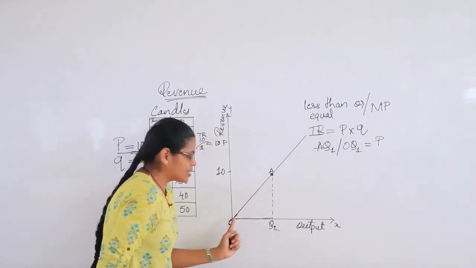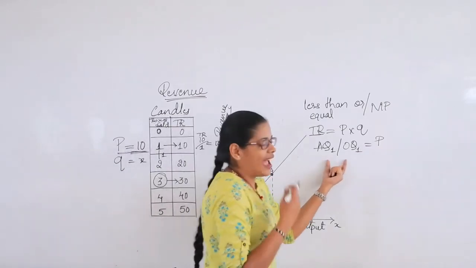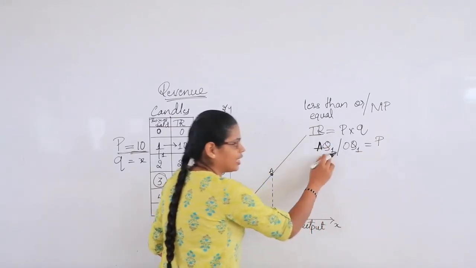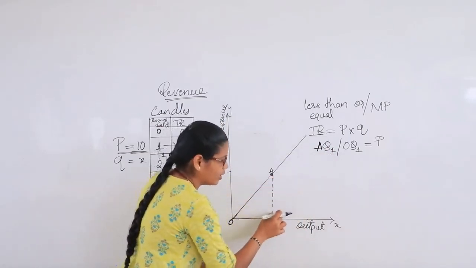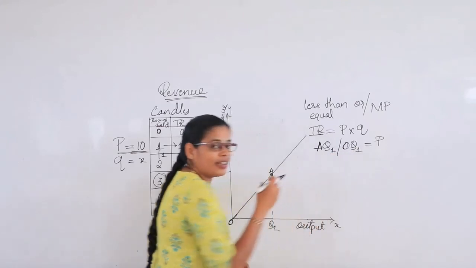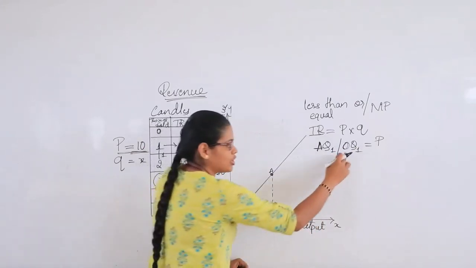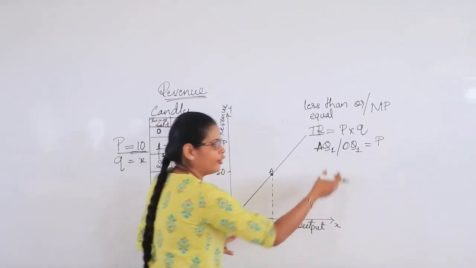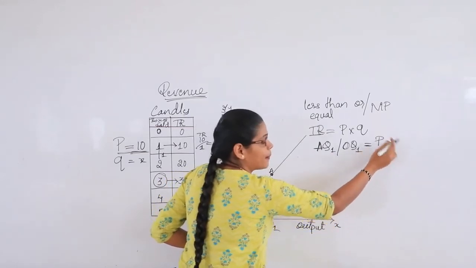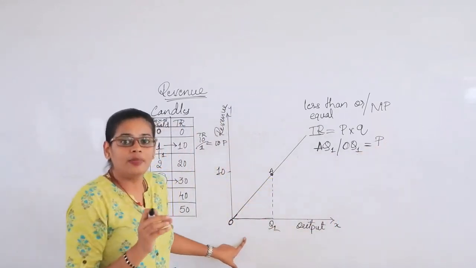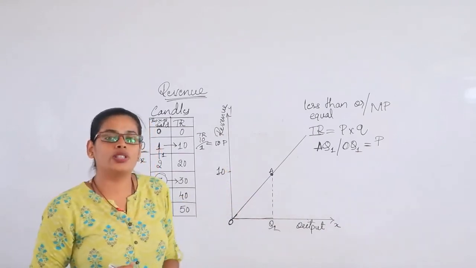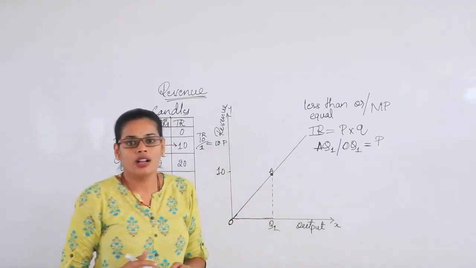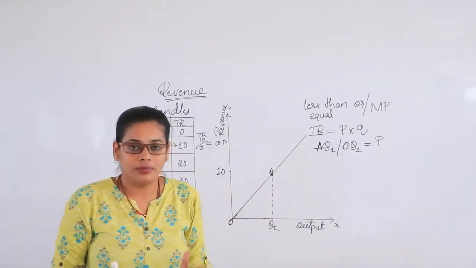So with the help of this slope, what we are trying to understand here is, if you divide the total revenue, which is AQ1, which is vertical here, by the number of units or the number of output, which is OQ1, which is here on the horizontal axis of the output, then you will get the price of the commodity of that unit. So these are the 3 points which are very important for us when we are talking about the total revenue curve. So this is all about the revenue.